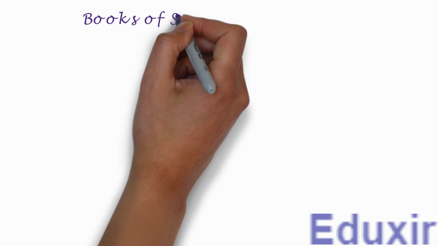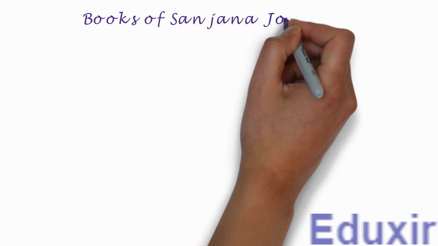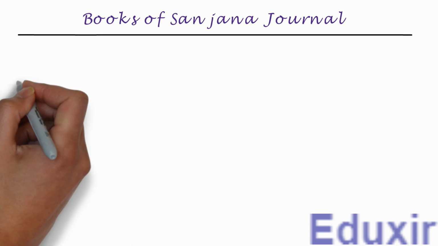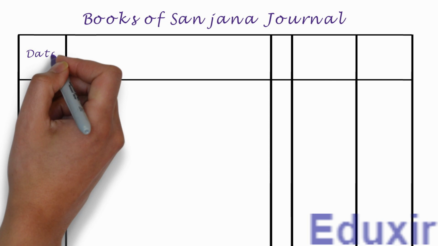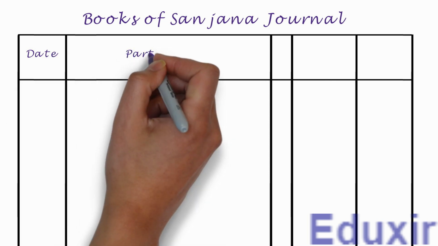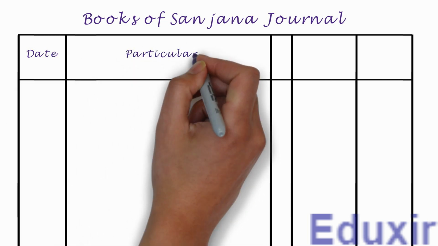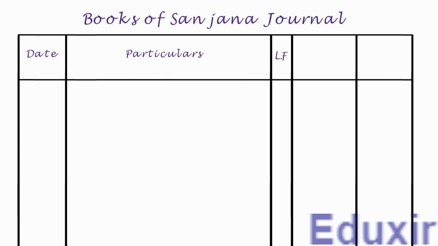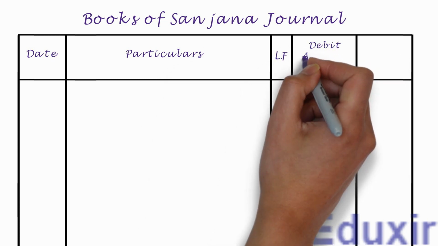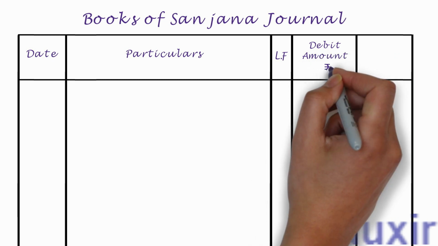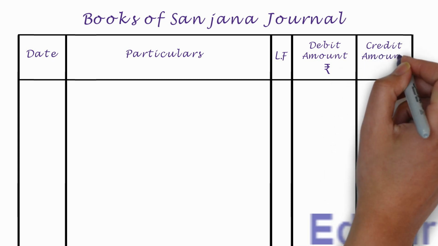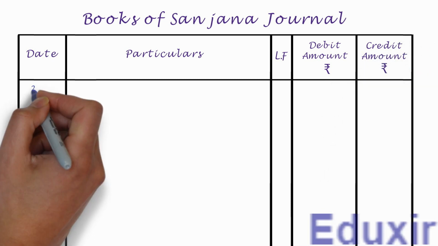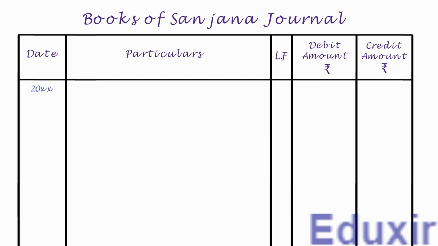Let us record the title as Books of Sanjana Journal. Let us have individual columns for date, particulars, ledger folio, debit amount in rupees, and credit amount in rupees. Let us first write the year. Let us now record the date.